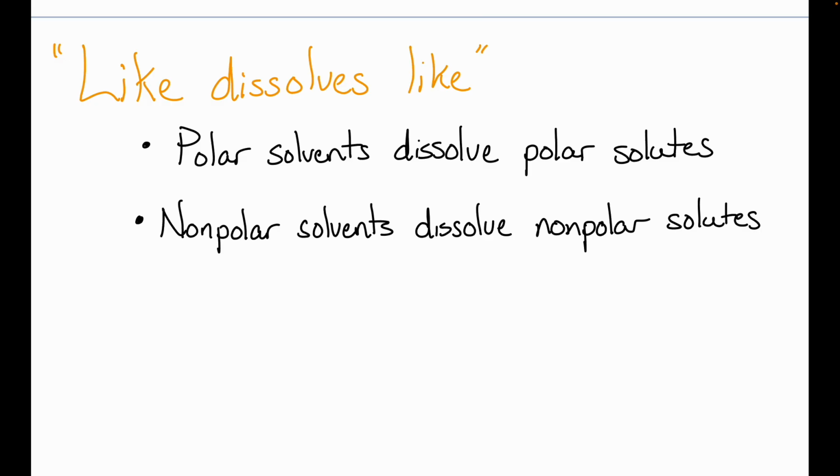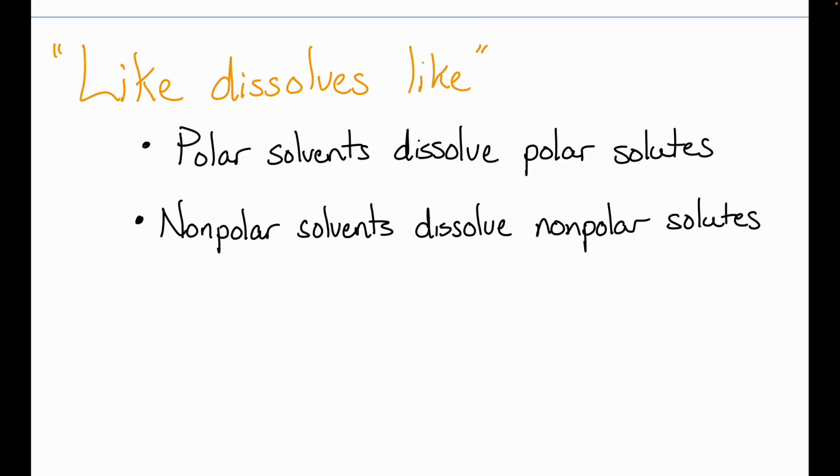Did I say the same thing twice? Okay, polar solutes will not dissolve in nonpolar solvents, and nonpolar solutes will not dissolve in polar solvents. You can't mix and match them, right? You got to be both polar or both nonpolar.